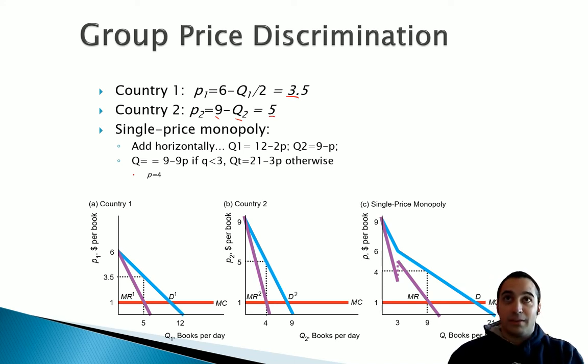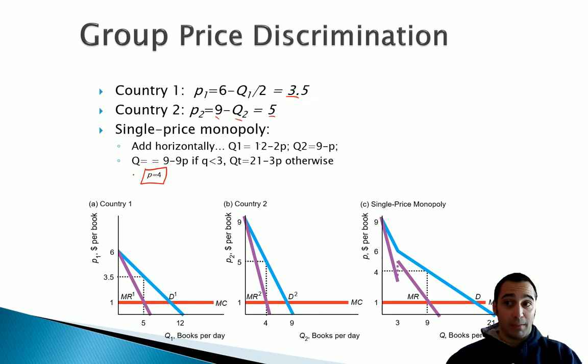And lastly, horizontally summing, you'll note that Q1 equals 12 minus 2P, Q2 equals 9 minus P. Over the region that they overlap, we'd have 21 minus 3P, again summing in the quantity direction. And if we set MR equal to MC, we'd get price equal to 4. So if we do this correctly by mathing out the equations, we'll get the same answer suggested by our example graphs. So solving for group price discrimination, optimal price and quantity is very simple.